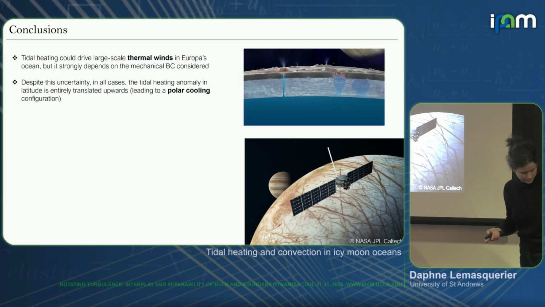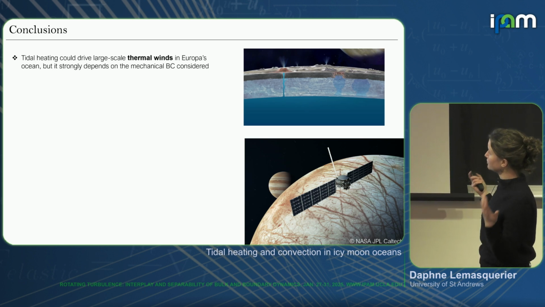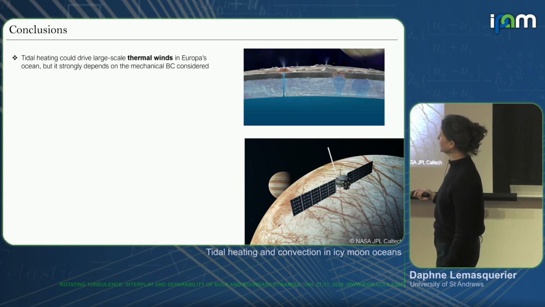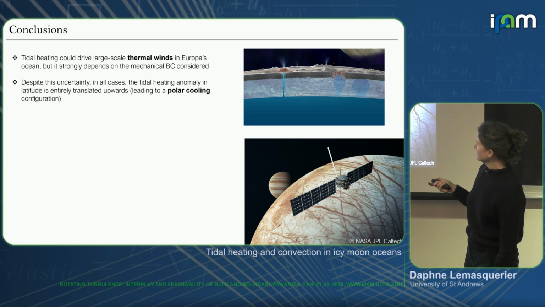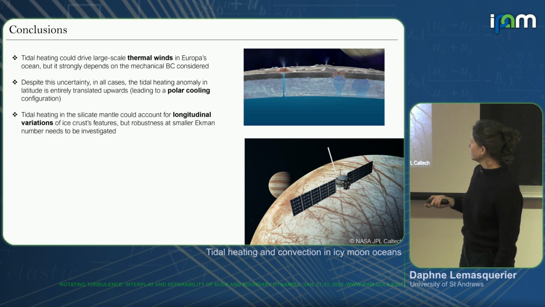So, to conclude, large-scale tidal heating could drive large-scale thermal winds in Europa's ocean. This is strongly dependent on the mechanical boundary condition considered, so I would say it's still an open question. The robust result is that in all cases, the latitudinal anomaly is transferred, so you get a regime that we call polar cooling in the community, so higher heat flux at the poles. It could induce longitudinal variations, but it seems like these could vanish at smaller Ekman numbers.